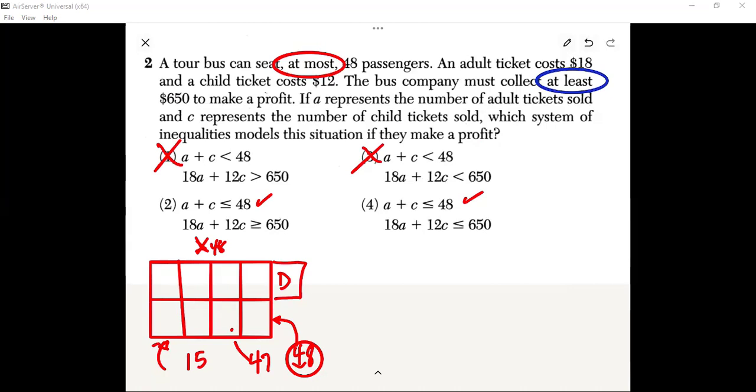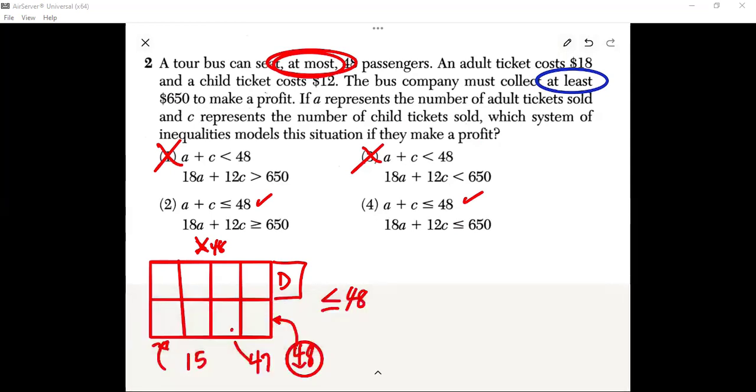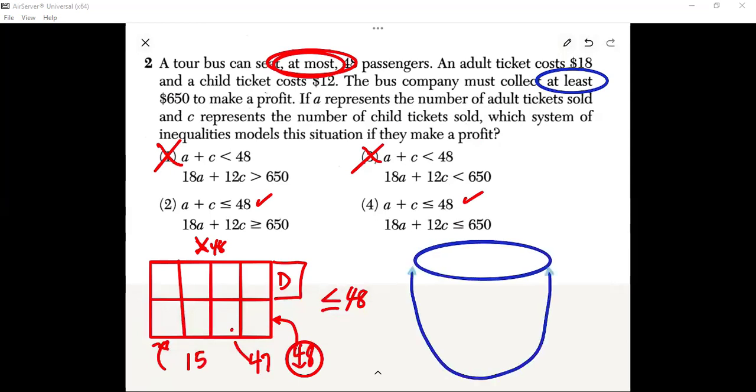But that's not what this is saying. It says at most 48. So that means we would have to be less than or equal to 48. Okay. Now let's go here and look at the second piece to determine if it's 2 or 4. So here's a pot. This is the profits. So this is the number of dollars. Now we have to make at least 650.